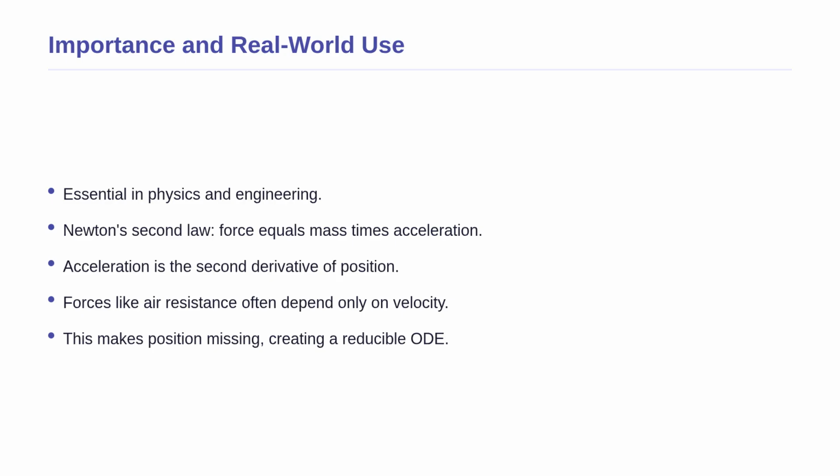Why does this reduction technique matter in the real world? It is absolutely essential in physics and engineering, particularly when dealing with Newton's second law of motion. Newton's law states that force equals mass times acceleration, and acceleration is the second derivative of position. Often, the forces acting on an object, like air resistance or friction, depend only on the object's velocity and not on its exact position. In these cases, the position variable is missing from the equation, making it a reducible second-order problem. By reducing the equation, engineers can first solve for the object's velocity, which is critical for safety and design, before finding its final position.